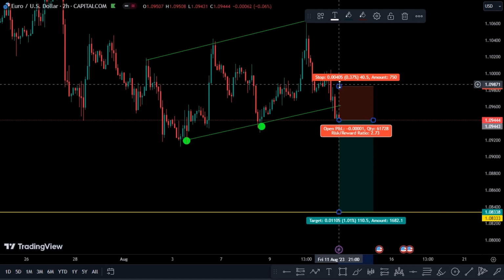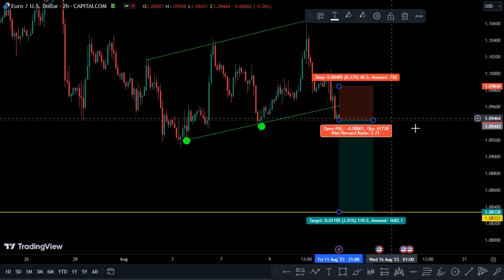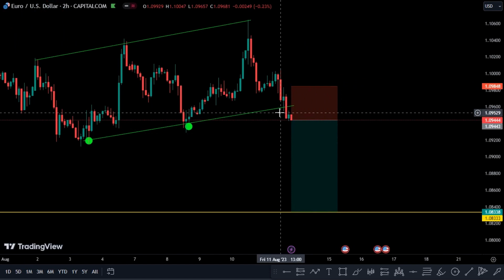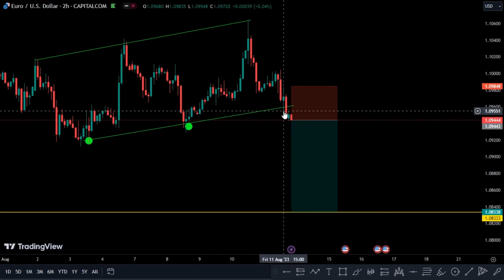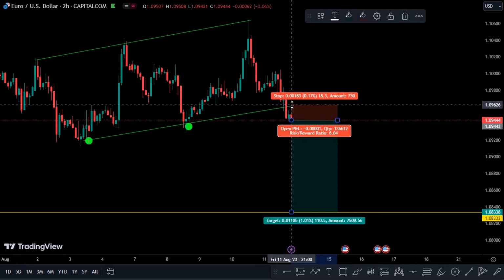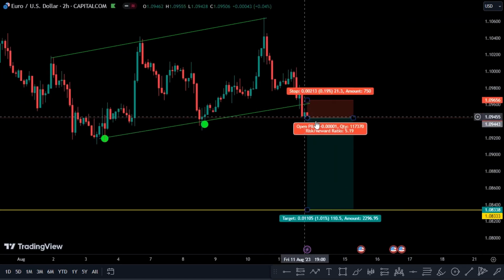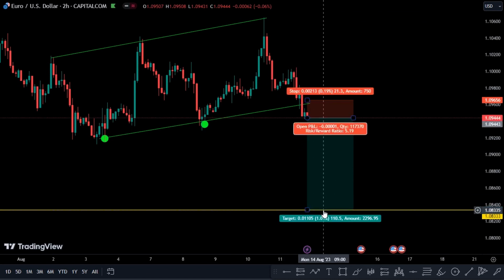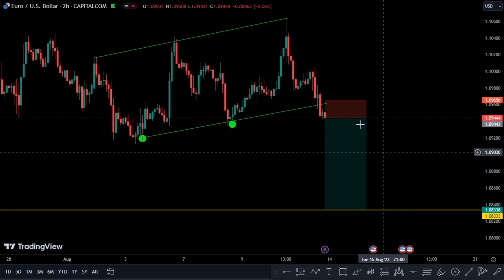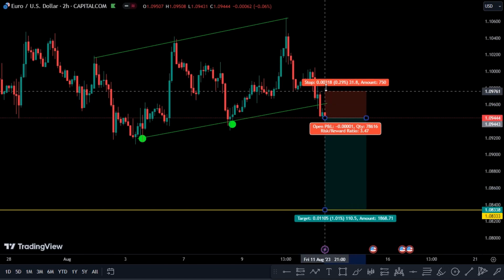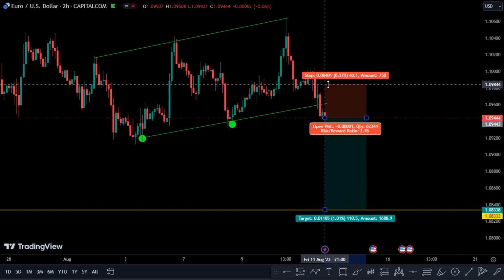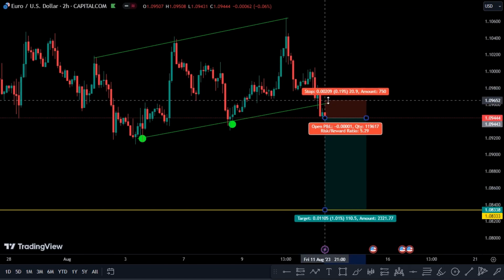We would have a 40 pip stop loss, and then an aggressive stop loss would make use of this area right here. Then we would put our stop loss just above the structure, which would give us a 20 pip stop loss and then a potential 100 pip take profit. So for a very conservative stop loss, we would be having a 40 pip stop loss, and then an aggressive one we would have to put it here.